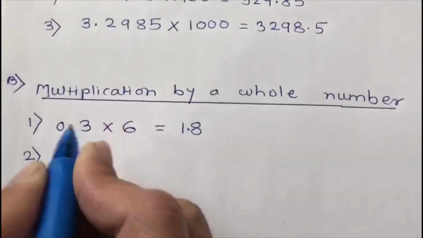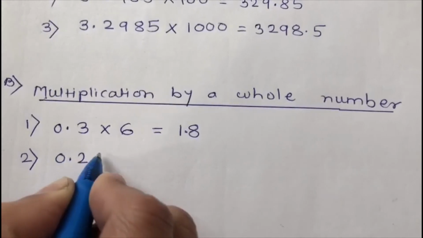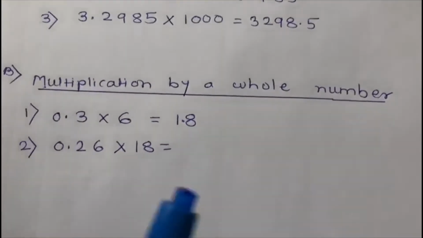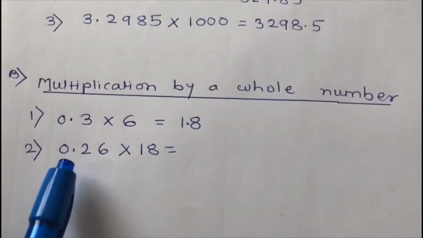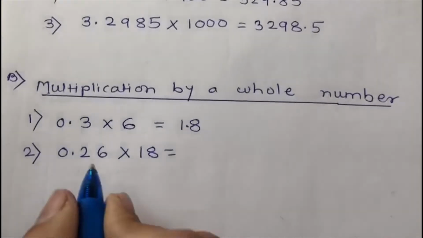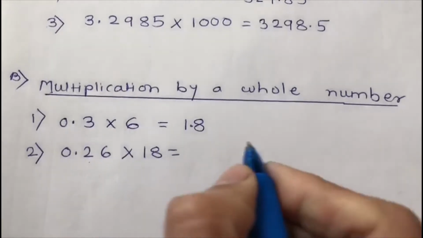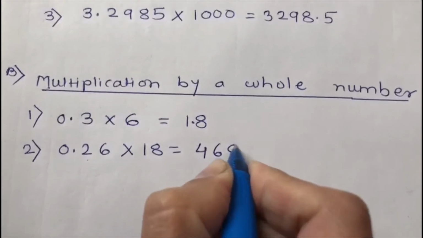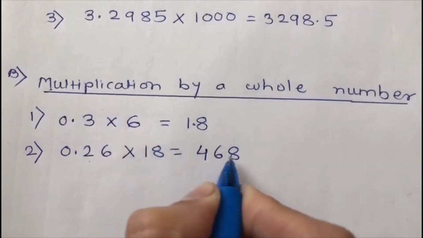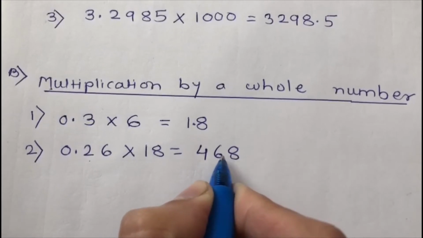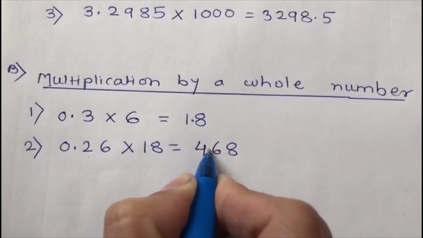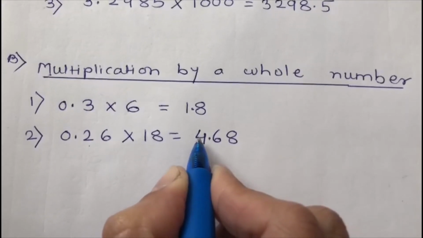Let's take another example, 0.26 times 18. Now we are going to multiply this 0.26 by a whole number, which is 18. When we multiply 26 and 18, the answer comes as 468. And here the decimal point is after 2 digits from the right. So we'll give the decimal point after 2 digits from the right side. So here the decimal point comes. So we get the answer 4.68.